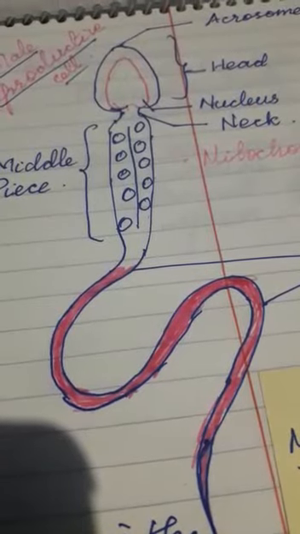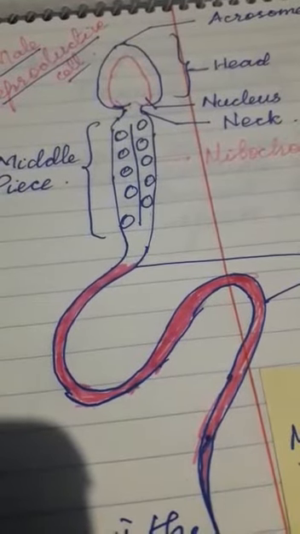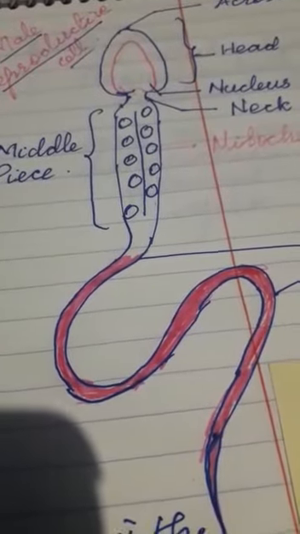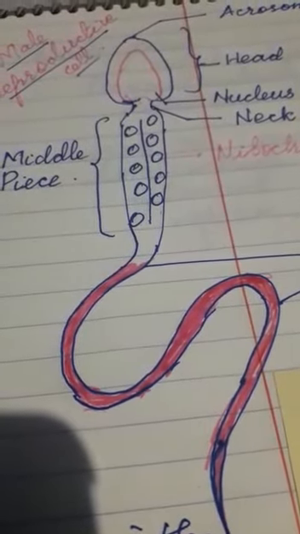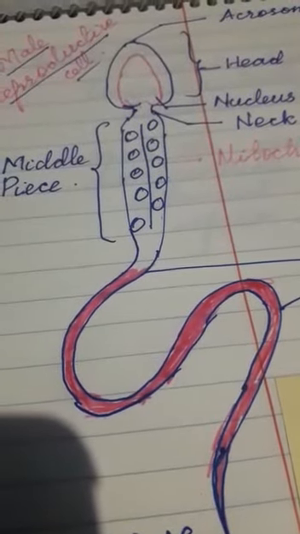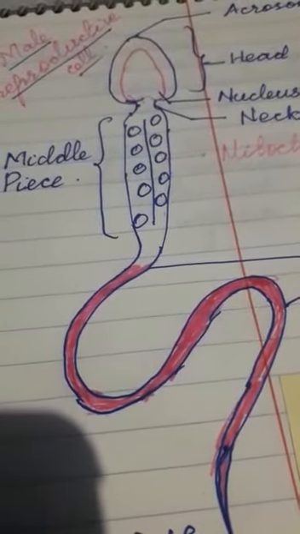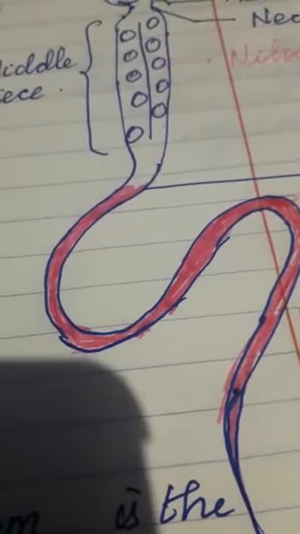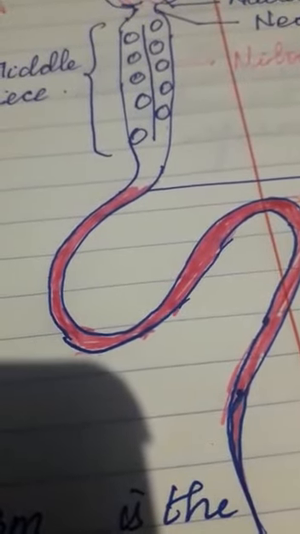The head is connected with the middle piece with the help of the neck. The middle piece consists of mitochondria, proximal centriole and distal centriole. The proximal centriole is towards the head. The distal centriole is towards the tail region. This is the tail region. The tail region is used to move from one place to another place. The movement is forward movement.